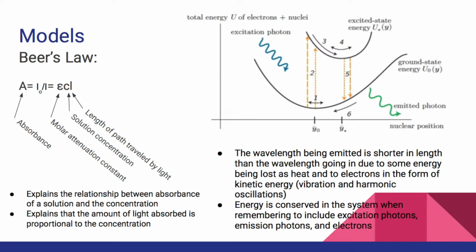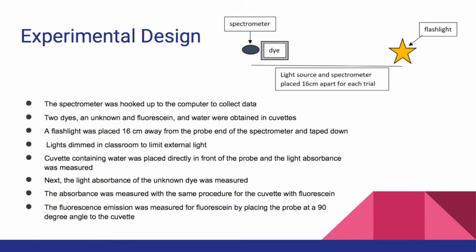The wavelength changes from entrance to exit due to energy transfer to the involved particles. The excitation photon can transfer energy through heat loss and to the electrons in a kinetic form. This will cause vibrations and harmonic oscillations, which can build up to change the excitation state.